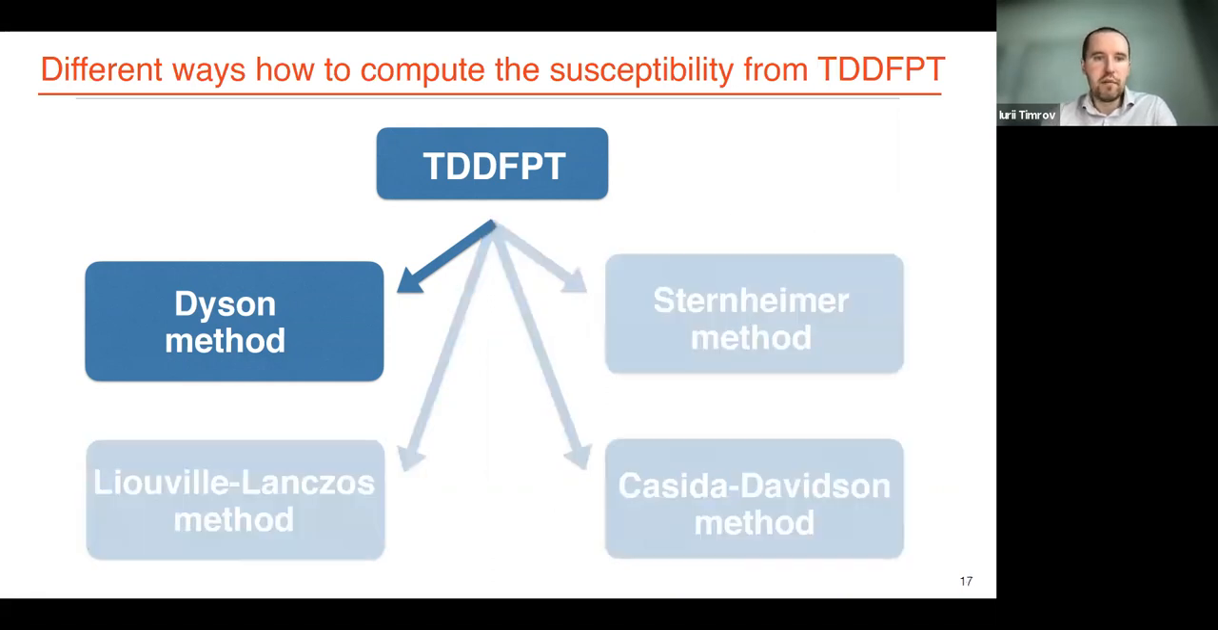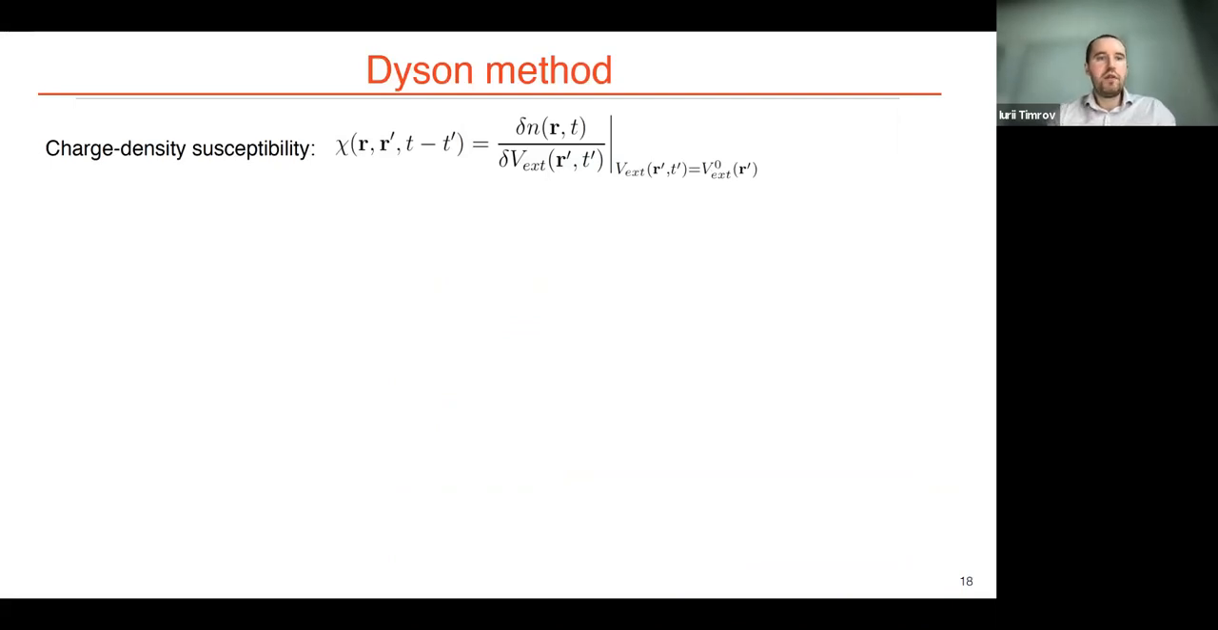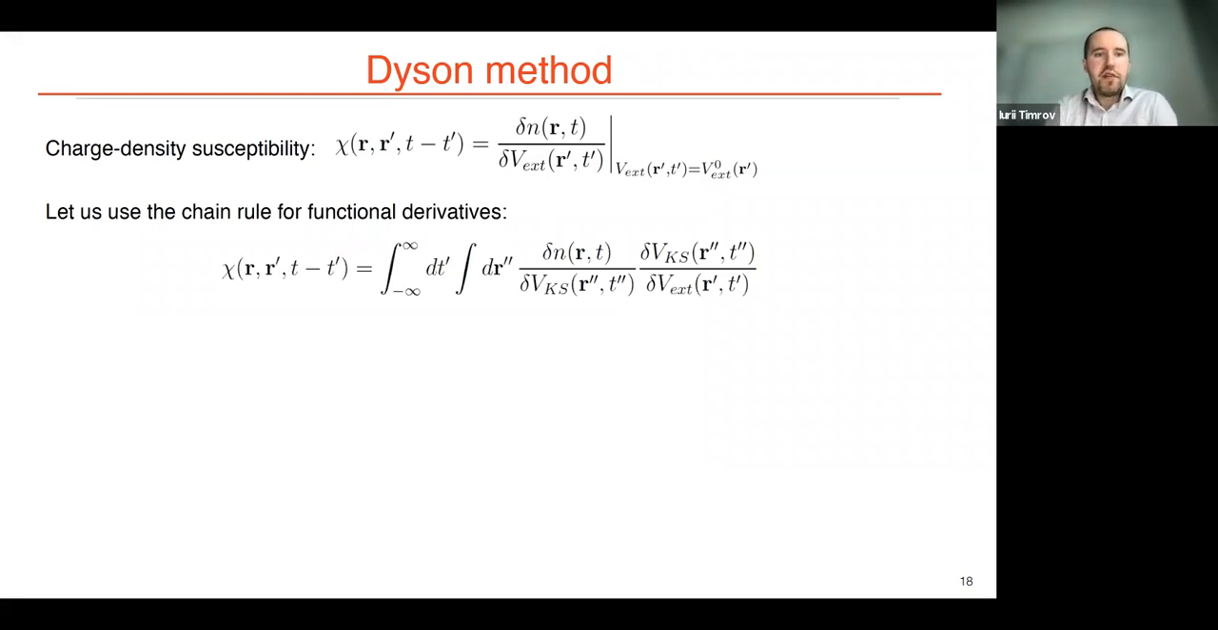Okay, let's start with the Dyson method. We define the charge density susceptibility chi as delta n, depending on r and t, with respect to delta V external at another position r prime, another moment in time t prime. This object is evaluated at the value of the external potential which equals V0 external of r prime. So this is the definition of the charge density susceptibility. Now, let us use the chain rule for the functional derivatives. I hope you are familiar with the chain rule when evaluating derivatives.